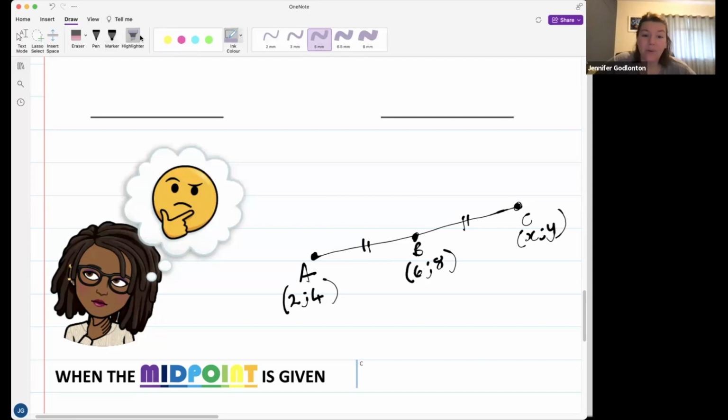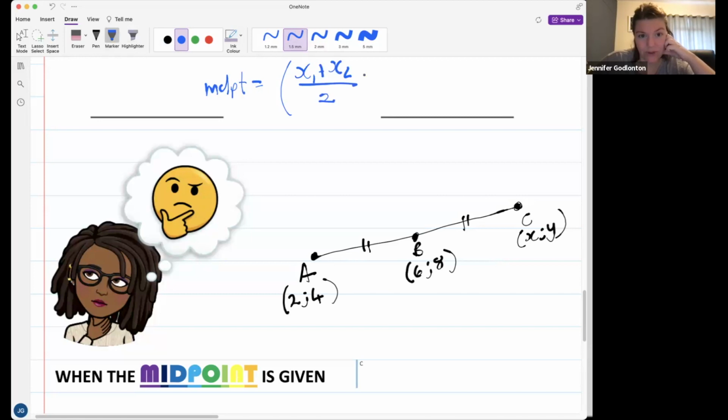Okay, so now we've been given the midpoint. We haven't been given our sides. How can we go about doing this? Does anyone have any suggestions? Try and remember the formula that we've been working with. So remember, I'll just pop that up here. So your midpoint formula is x1 plus x2 over 2, y1 plus y2 over 2.